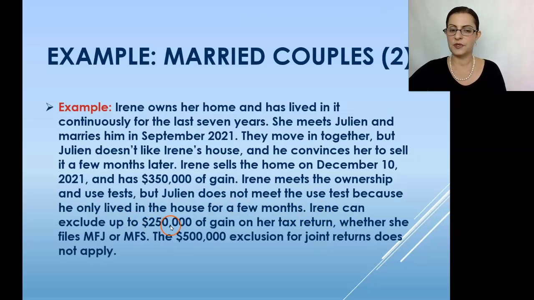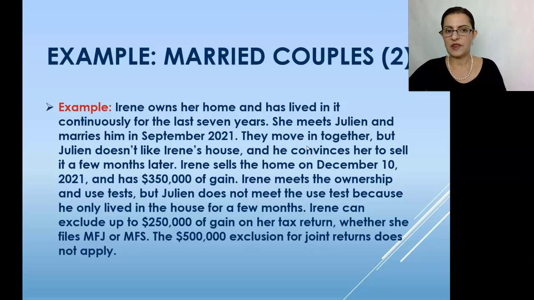Irene can exclude up to $250,000 of gain on her tax return, whether she files married filing jointly or married filing separately. The $500,000 exclusion for joint return filers does not apply. So do you understand how this scenario is different than the last one? In this case, Irene owned the home and lived in it for 7 years. So she's going to get the $250,000 exclusion no matter what, right? But she meets Julian in 2021 and marries him. So they're married and he moves in, but he doesn't meet the use test. He only lived in the house for a few months.